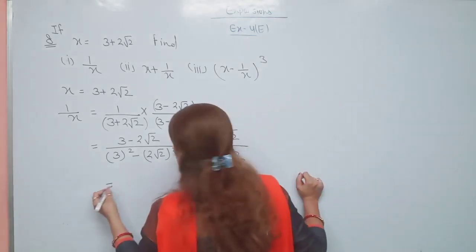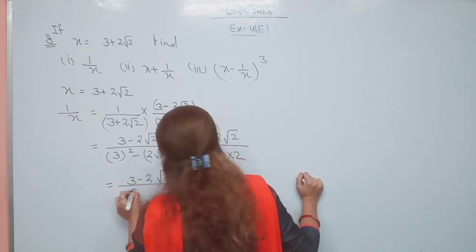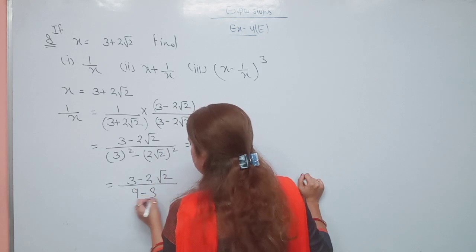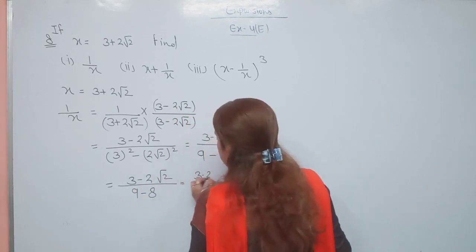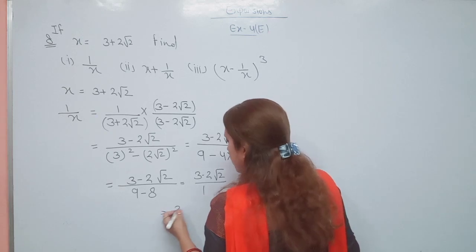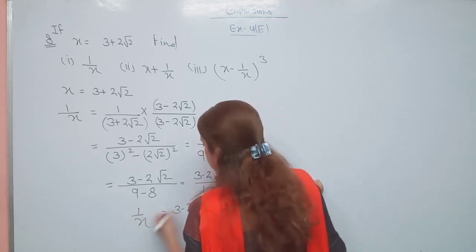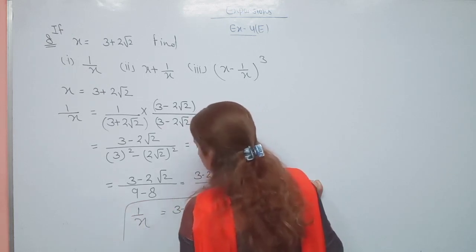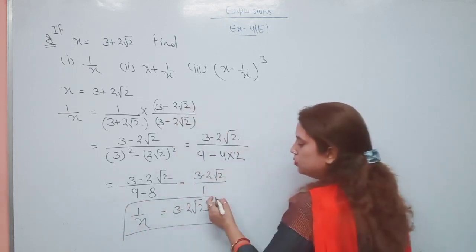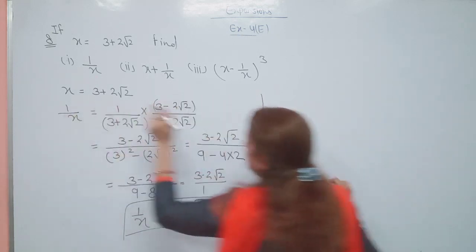When we solve it, it will come 3 minus 2 root 2 upon 9 minus 4 into 2, which is 8. 3 minus 2 root 2 upon 1. So we can write 3 minus 2 root 2. So the value of 1 upon x is equal to 3 minus 2 root 2. This is the first part.